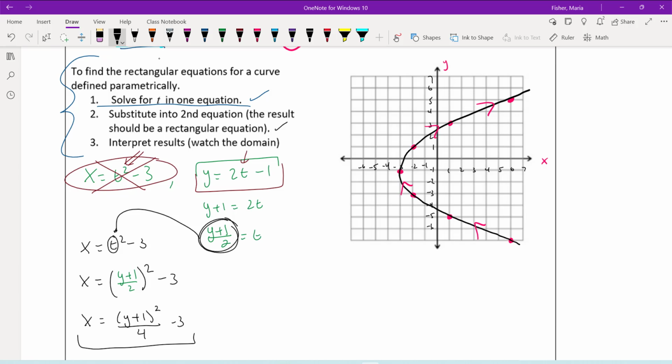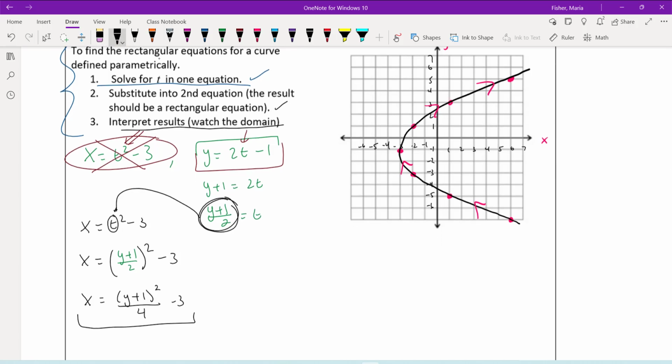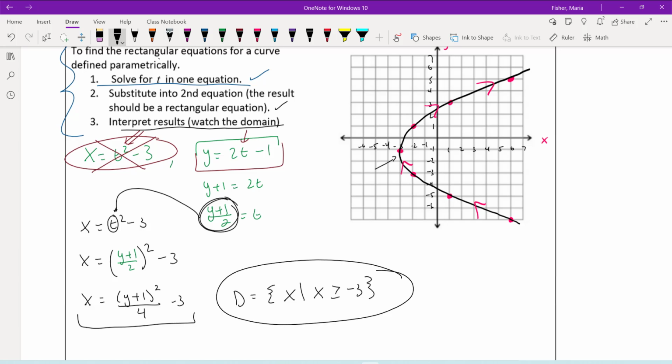The last and final step is to interpret the results and watch the domain. So here, if you look at the picture, the graph, the domain would be all x's greater than or equal to negative 3 because that's the furthest we go to the left. So our domain here, we would say would equal x is such that x is greater than or equal to negative 3. Now in WebAssign, it's going to have the domain already written for you, so you won't have to put that in there when you're doing these problems.